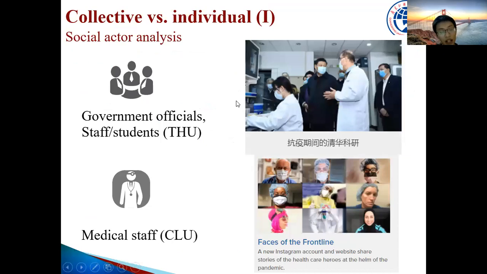Next, we conduct a social actor analysis. We coded the visual images by the social actors represented in the images. For example, in this image, it shows our president inspecting a laboratory in Tsinghua University with the students and staff around. So it is coded as government officials and staff and students. While this image is mainly about the medical staff, so it is termed as medical staff in our coding.